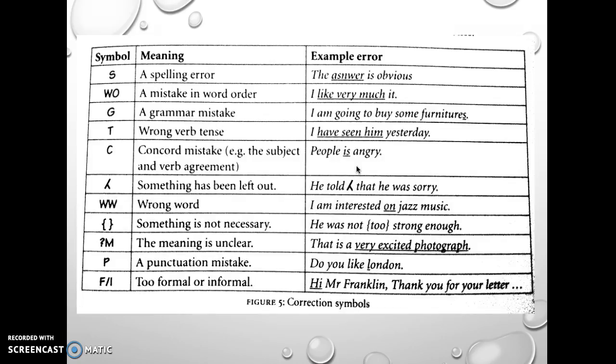Well, here I have an example of a chart with symbols for writing correction. So you can use this as a way to train students on how to identify their mistakes in written papers. This is just one example of making comments and giving feedback and correction.